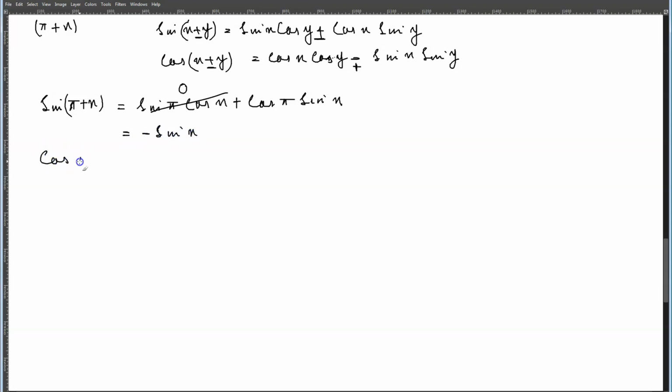What is the cos of pi plus x? The cos of pi plus x is equal to cos pi cos x minus sine pi sine x. Now cos pi is equal to negative 1, so this becomes negative cos x, and sine pi is equal to 0, so this whole thing goes to 0.